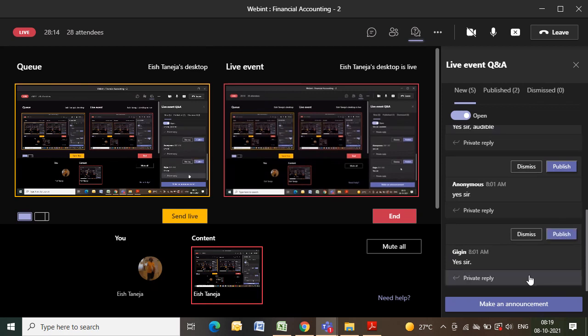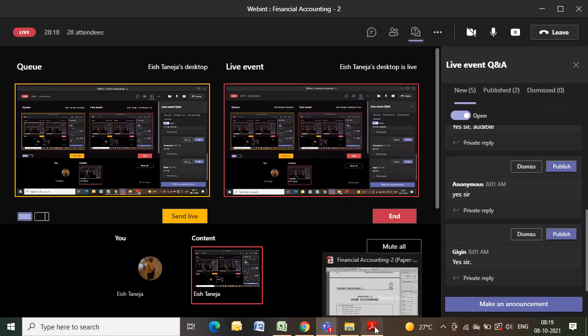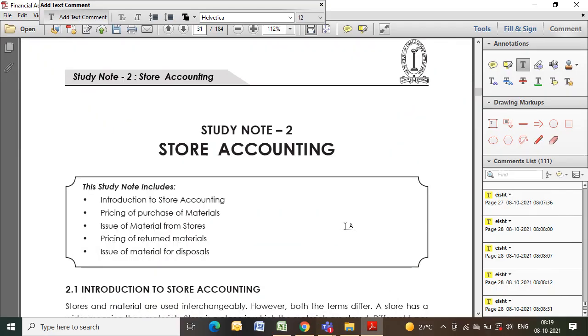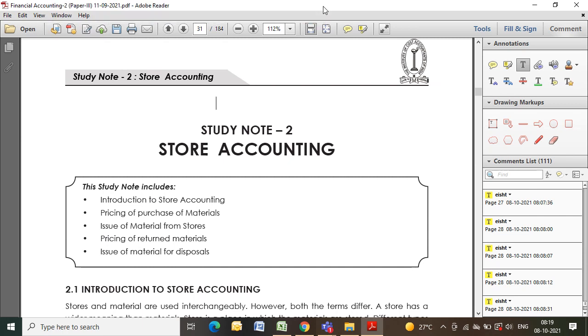Okay, so I'm moving to the next topic, which is the topic on stores accounting. Now, stores accounting, what does this mean? Stores accounting basically means that when a company has inventories, so store here means inventories, right? So when a company has inventories, how do you account for it? And what is the basic structure of accounting for the concept of inventory?